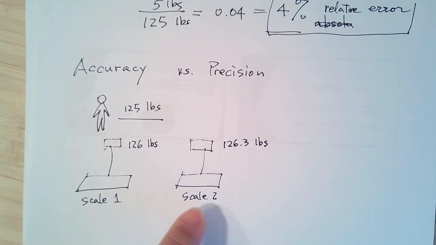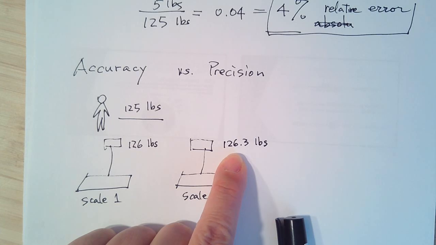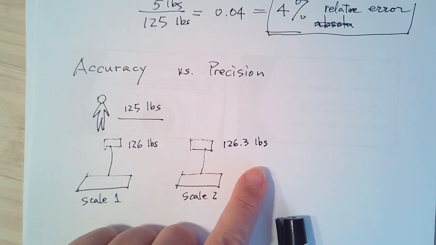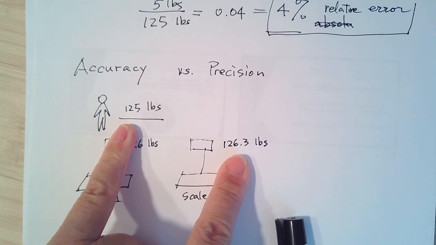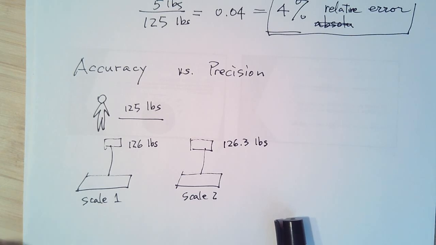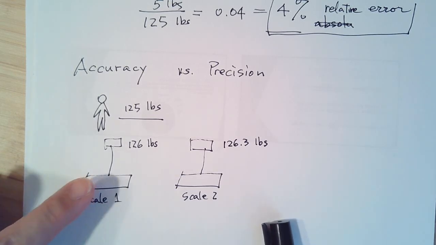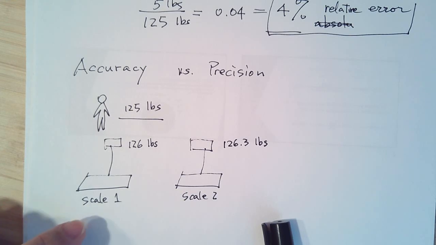And what about this one? You stand on this, and the meter shows that your weight is 126.3 pounds. What is the absolute error right now? That will be the difference between these two, so it's going to be 1.3 pounds. Which one is more accurate? This one is more accurate because the absolute error is smaller.